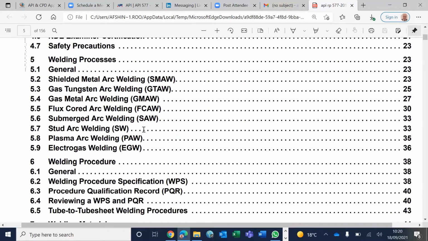Welding processes. The eight popular ones: shielded metal arc welding, that is used in the industry widely, gas tungsten arc welding, gas metal arc welding, flux core, submerged arc welding, and plasma and electrogas, which are less used really. You should know about the welding procedure specification, essential and non-essential parameters, and you should know about the PQR, procedure qualification record, that actually qualifies the WPS, the test that is required.